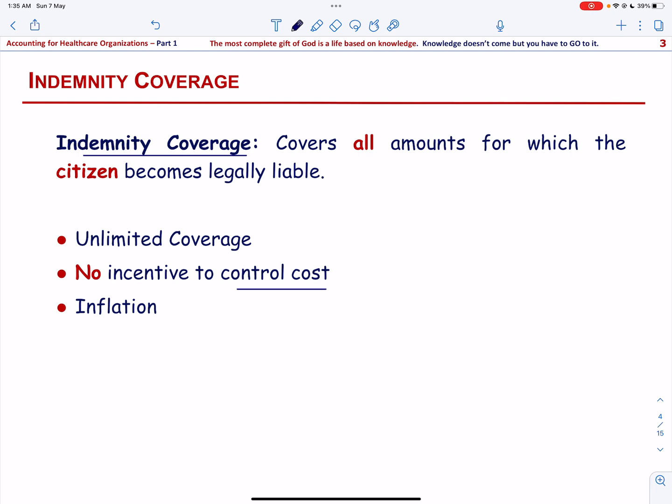And as a result, the cost of premium has gone up, and the insurance company could no longer afford to pay. Unlimited coverage, no incentive to control cost, and inflation are the main reasons that indemnity coverage cannot continue. That's why indemnity is slowly diminishing even in the Western countries. And a new coverage called capitation coverage came into existence.